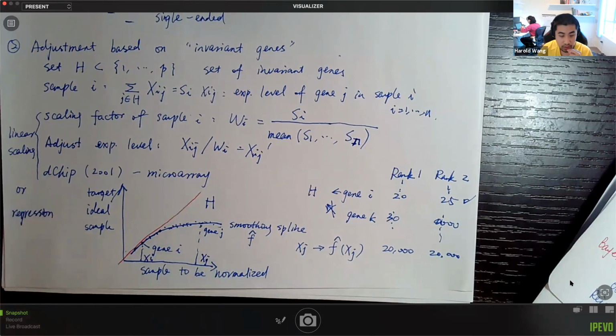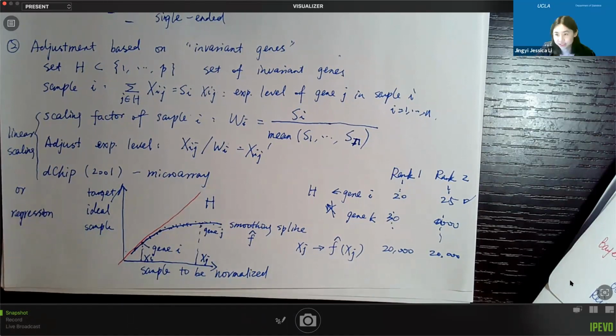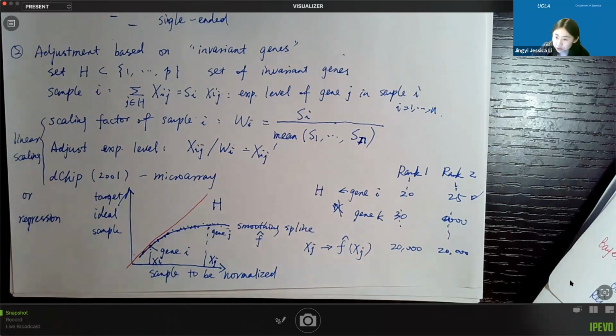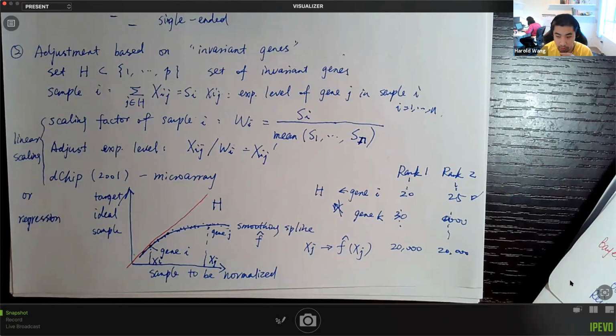Yeah, but the set H is the set, and so the number of dots here is the number of genes in this set H. So the set H is the invariant genes, right? Yeah, invariant genes. So for the genes that are outside of this set H... The set H is used for fitting this curve, and then you apply this curve to other genes.